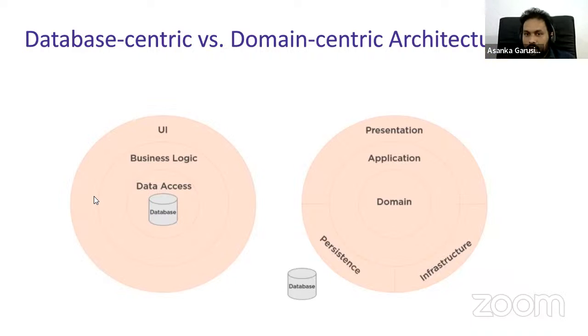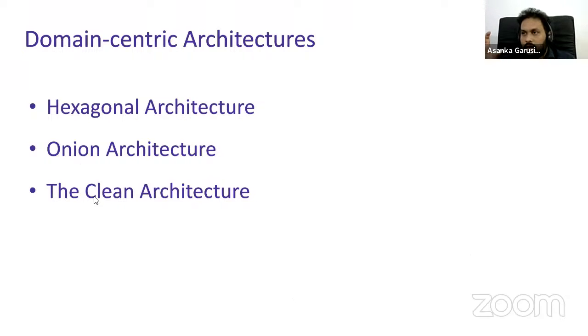For domain-centric architecture, there are some other examples. I hope you might have heard about these things. There are a few domain-centric architectures. The first is hexagonal architecture. If you think about hexagonal architecture, it is also a kind of domain-centric approach. It has the ability to plug different sets of components without touching the core layer.